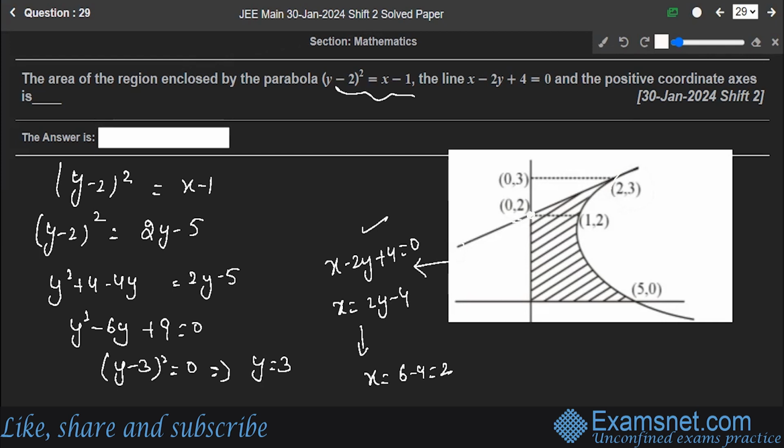And this will be the point. This particular point will be this. Wait. This point. This is 0, 3. So that means, in order to find the shaded area, this is the region that I need to find out according to the question.